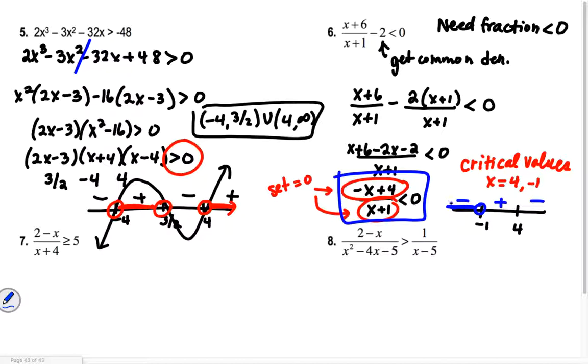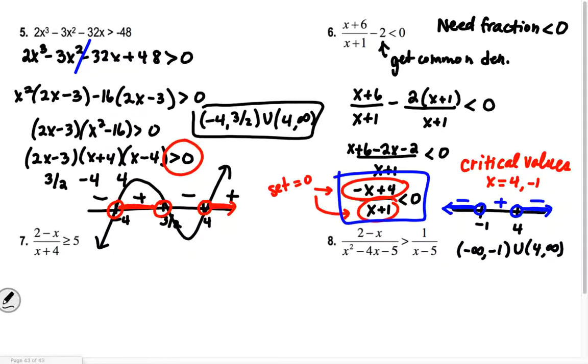Those endpoints are making it, what if I plug in -1? I get undefined, right? So I can't include -1 in my answer. If I plug in 4, I do get 0. But do I want that one to be shaded? No, because it's not less than or equal to 0, it's less than 0, right? So it's not included in our final answer. So we get -infinity to -1, parentheses, 4 to infinity, like that. Make sense?